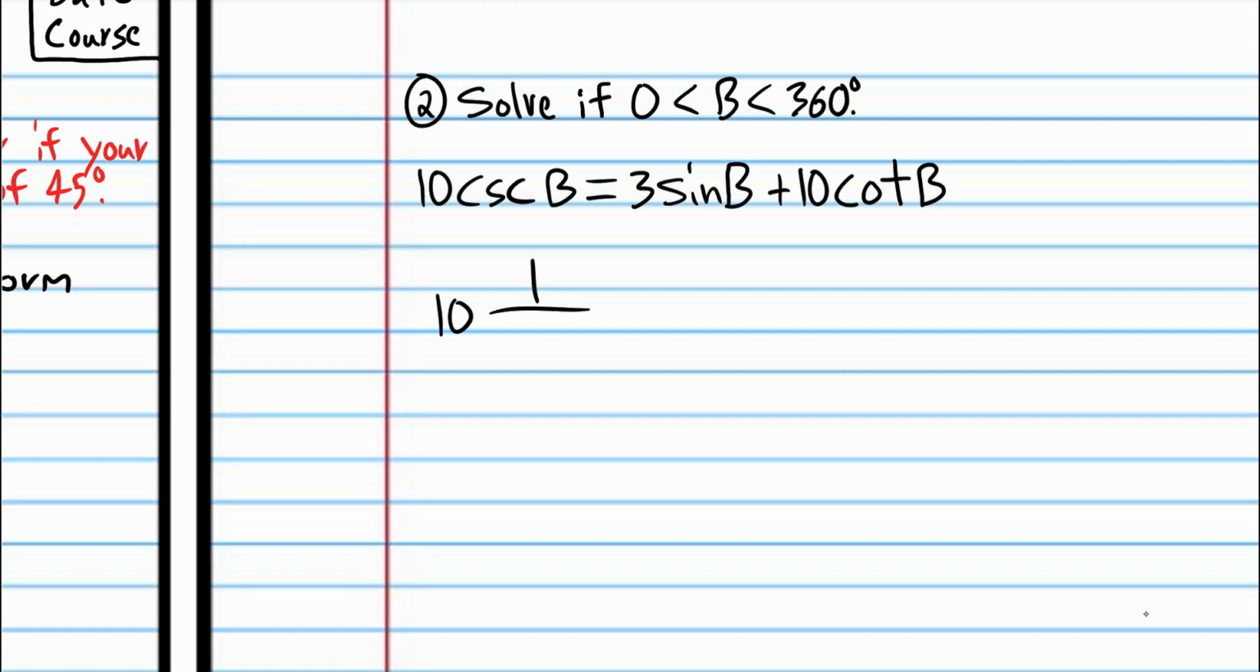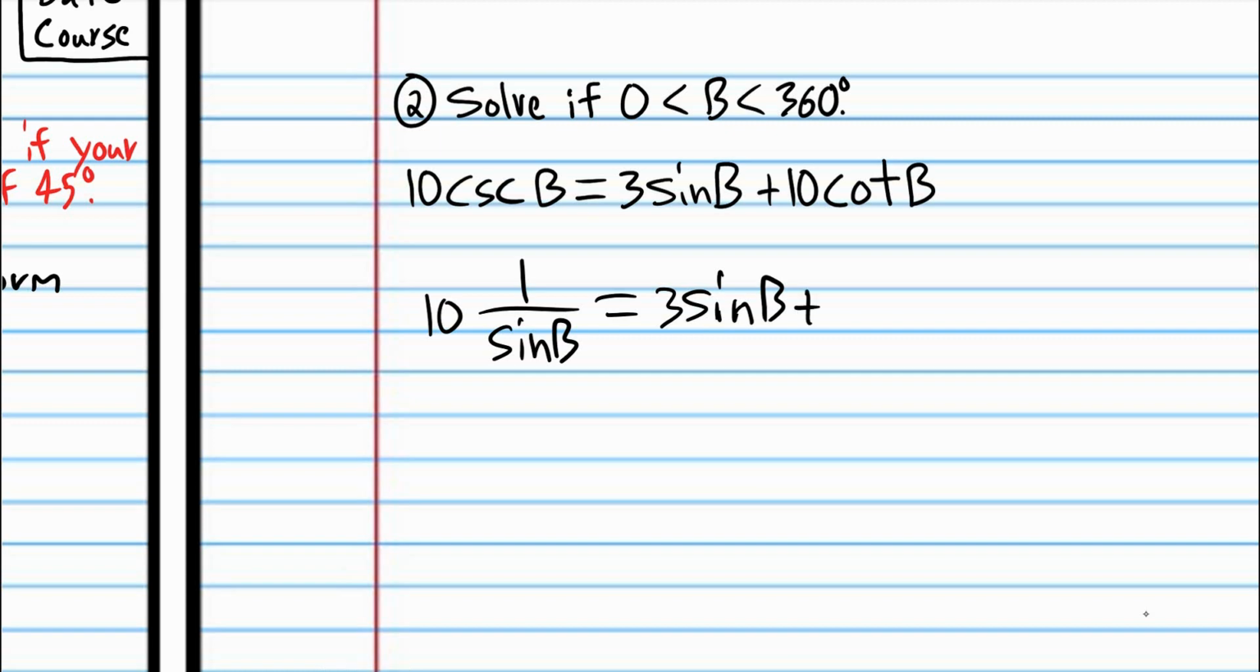I'm going to change cosecant b to 1 over sine b. And I'm going to change cotangent to cosine b over sine b. So that is a ratio identity. And this over here was a reciprocal identity.